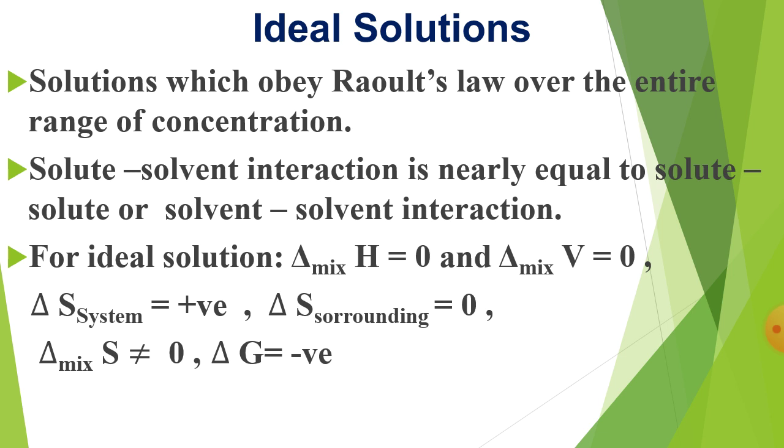If both components are volatile, in that condition P total is equal to P1 plus P2. I also told you 1 indicates solvent and 2 indicates solute. That's why if both components are volatile, the P total is equal to the partial pressure of component 1 and partial pressure of component 2.